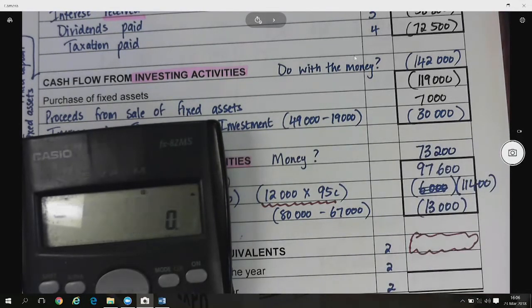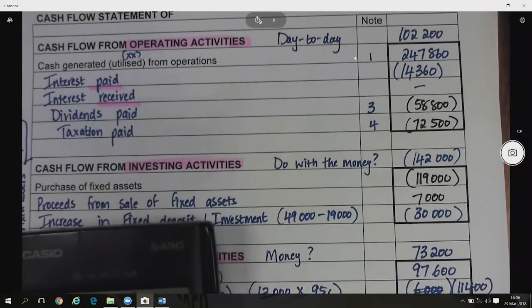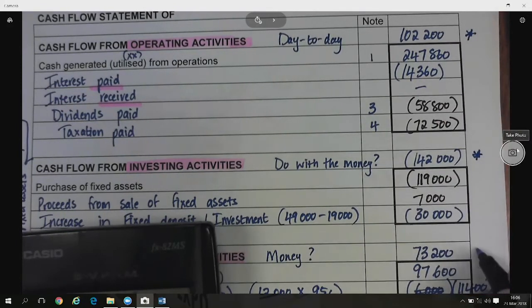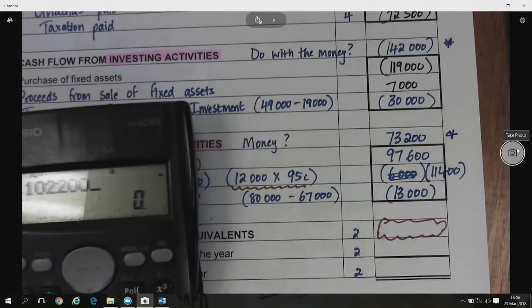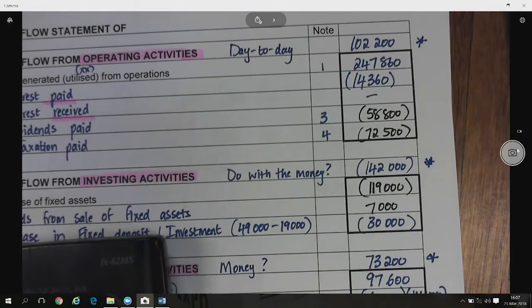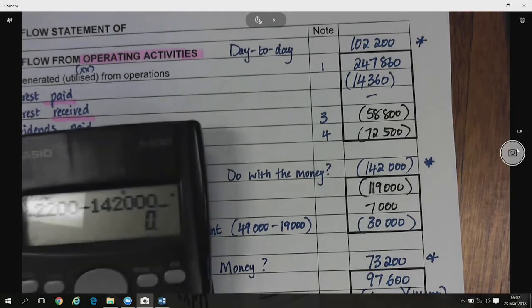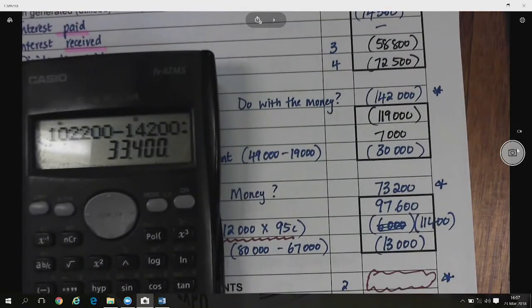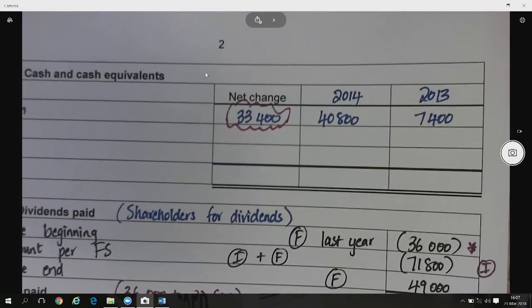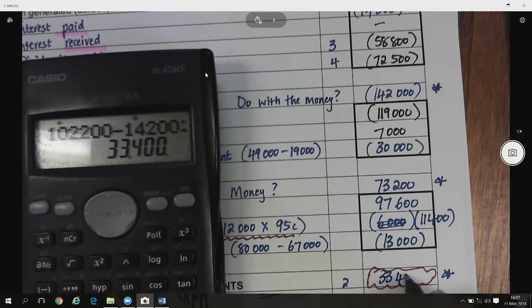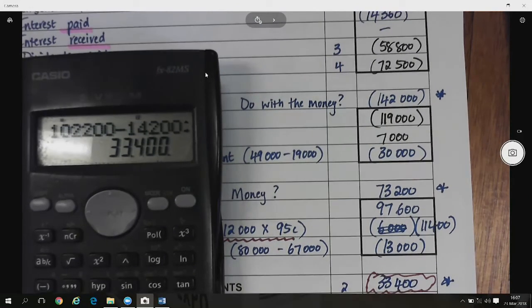Then you say 102,200 from the top. You take that one, and that must give you this one that we put there. 102,200 minus 142,000 plus 73,200 gives us 33,400. Do you remember the 33,400 in your note for cash and cash equivalents? That's exactly what we were looking for. So you know that your cash flow statement is 100% correct.